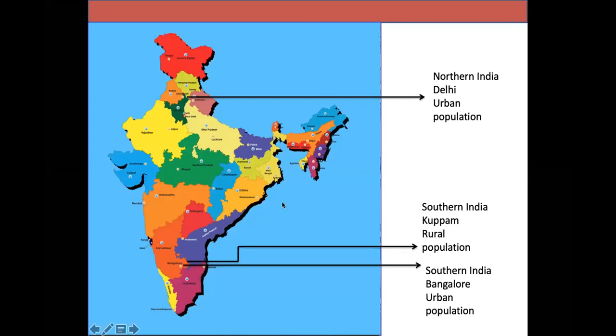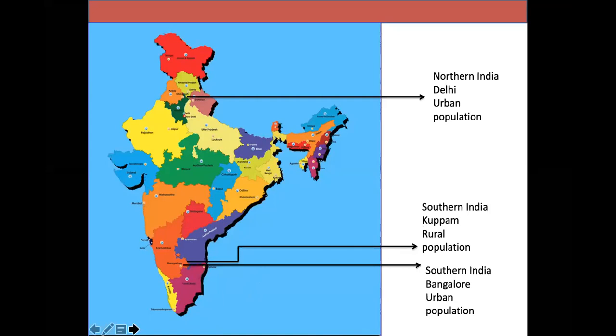The other 2 locations were in the southern part of the country. One was Bangalore, where the population was children from high professional families in the urban population. And then there was Koppam, a project location focused mostly on children from the rural and disadvantaged sections. So we started with these 3 locations.